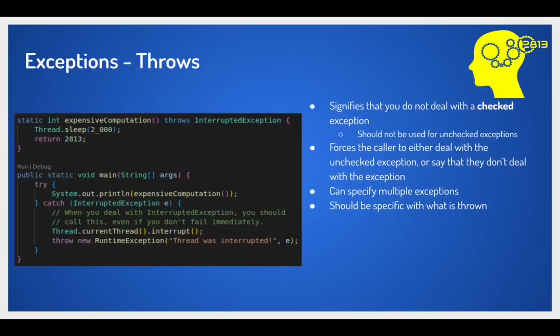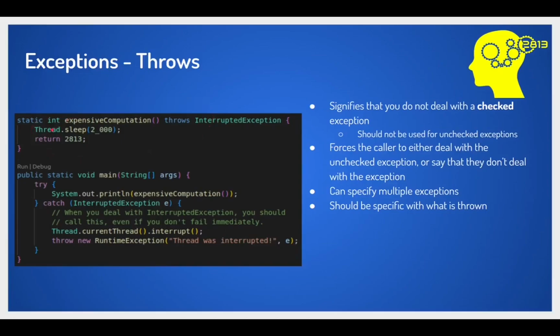Next up, we've got throws. So remember how I mentioned earlier that with checked exceptions you need to either handle it or tell the caller to handle it? Throws is how you do that. If you put throws and then an exception type that is checked, then the caller will be forced to either deal with that exception or force their caller to deal with the exception. In this example, Thread.sleep can throw InterruptedException, but this method doesn't handle it, and it just says throws InterruptedException, so that the code that calls this handles it.